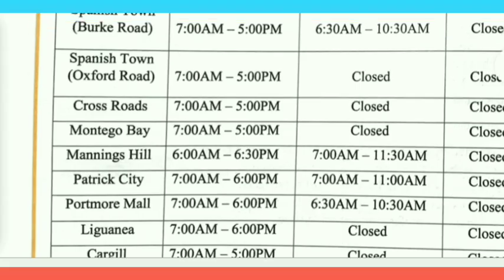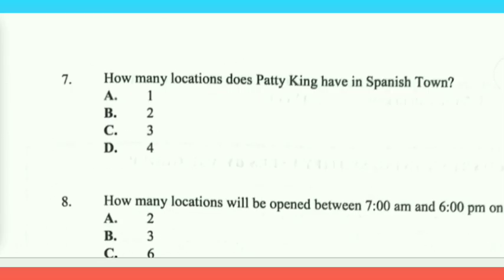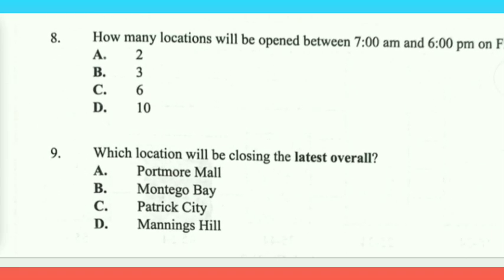We're seeing one here, 7 to 6, 7 to 6, 7 to 6. We're not seeing any more, so it's 3. Let's see where 3 is at. How many locations? That's at B. 3 of them will be open between 7 and 6.